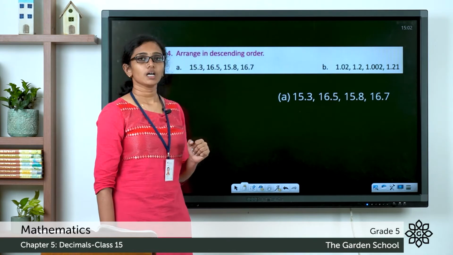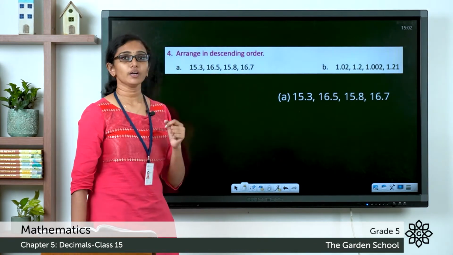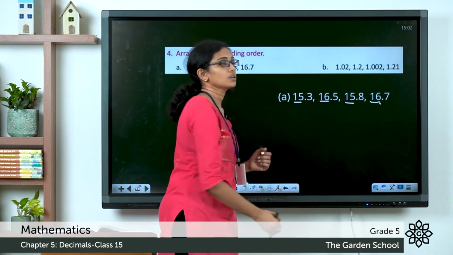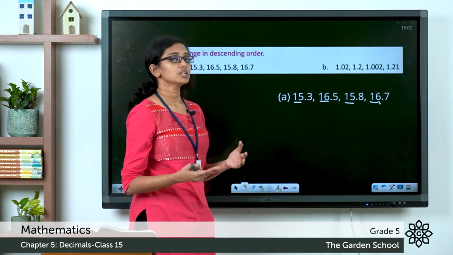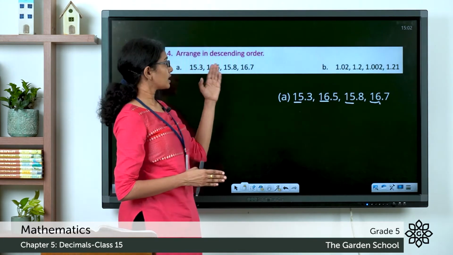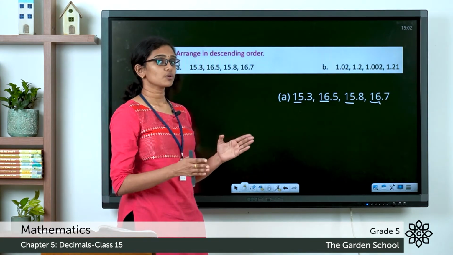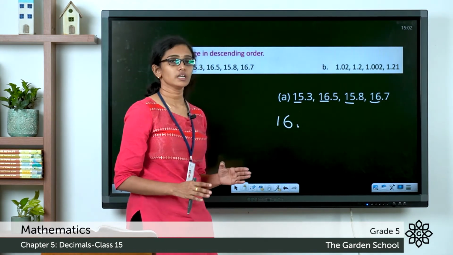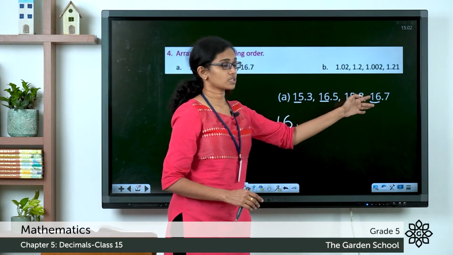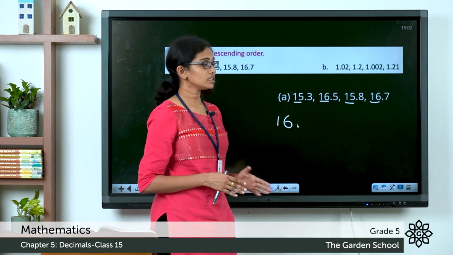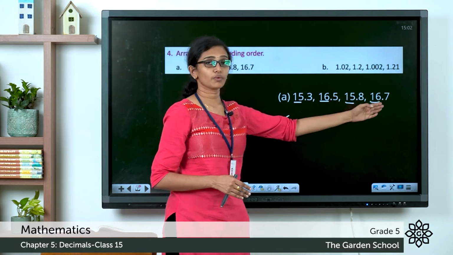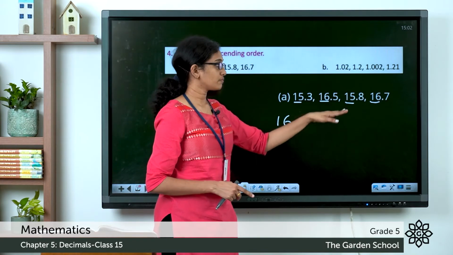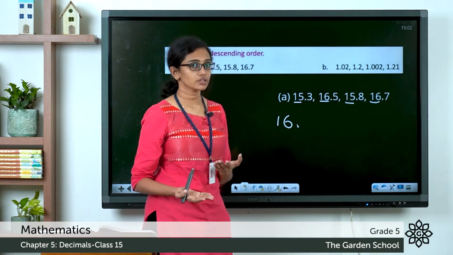So let's compare the like decimals, the whole number part of the like decimals. So here we have 15 and 16, 15 and 16. Which is smaller, 15 or 16? 15 is smaller. Here we are arranging in descending order. So it should be 16 that comes first. So first we write 16. Then from among the numbers which have 16 as the whole number part, which is the highest? Is it 16.5 or 16.7? For that you have to compare the first digits after the decimal point. You have 5 here, you have 7 here. Which is the largest? 7.